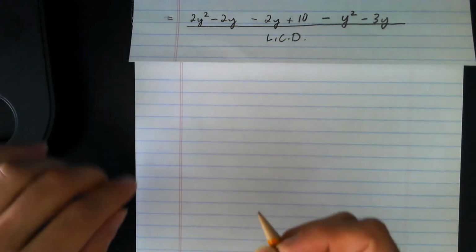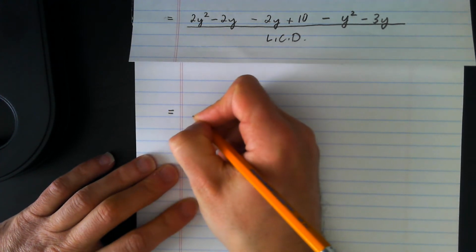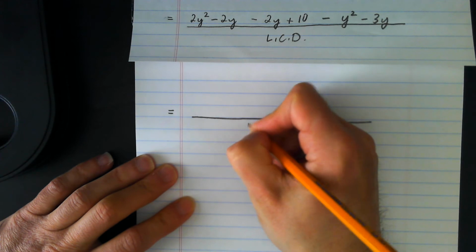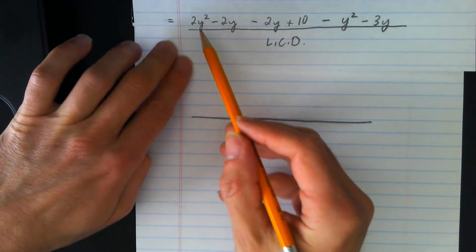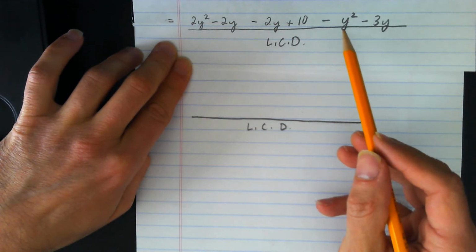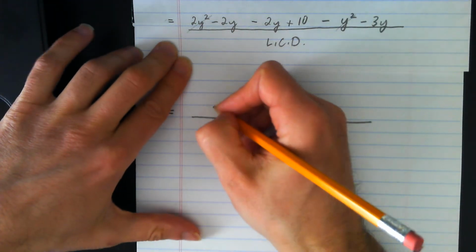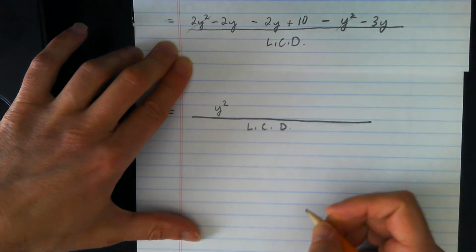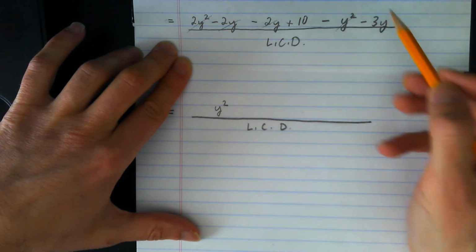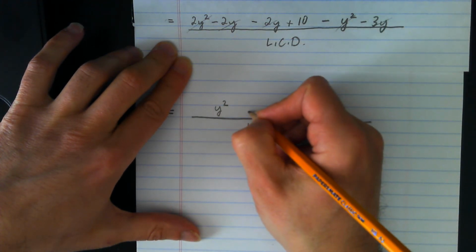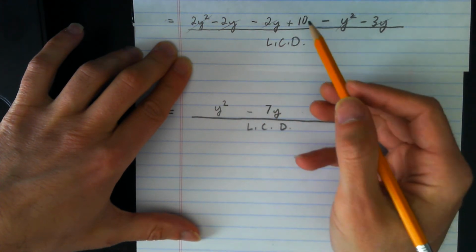Now, if we collect like terms here, what do we get? It's not going to be quite as big of a fraction. Okay, I've got 2y squared minus y squared, which just leaves me with y squared. And then I've got minus 2y minus 4y, that's minus 7y. And then finally I just have the plus 10.